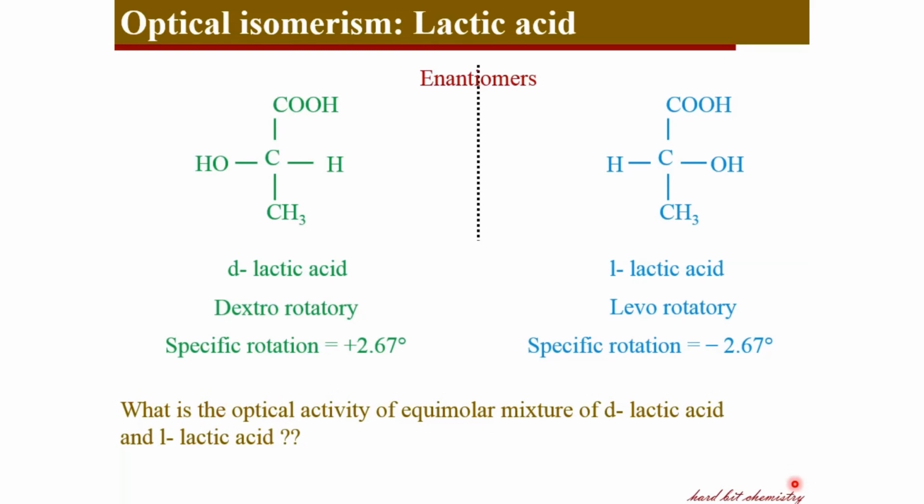And what could be the optical activity if you have the dextro-rotatory lactic acid and levo-rotatory lactic acid in the same amount? That means an equimolar mixture of dextro and levo isomers will be optically inactive, because optical activity due to the dextro isomer is cancelled by the optical activity of the levo isomer. Therefore, an equimolar mixture of the two will be optically inactive, and such mixtures are called racemic mixtures.